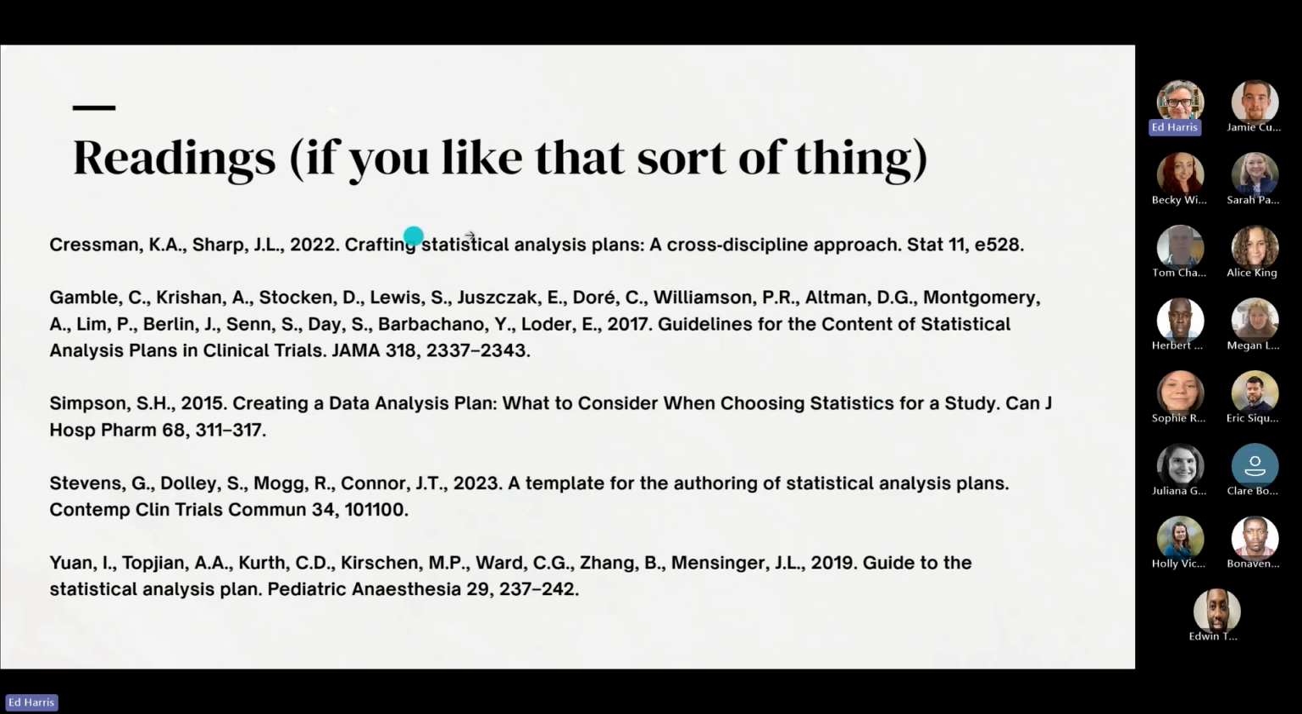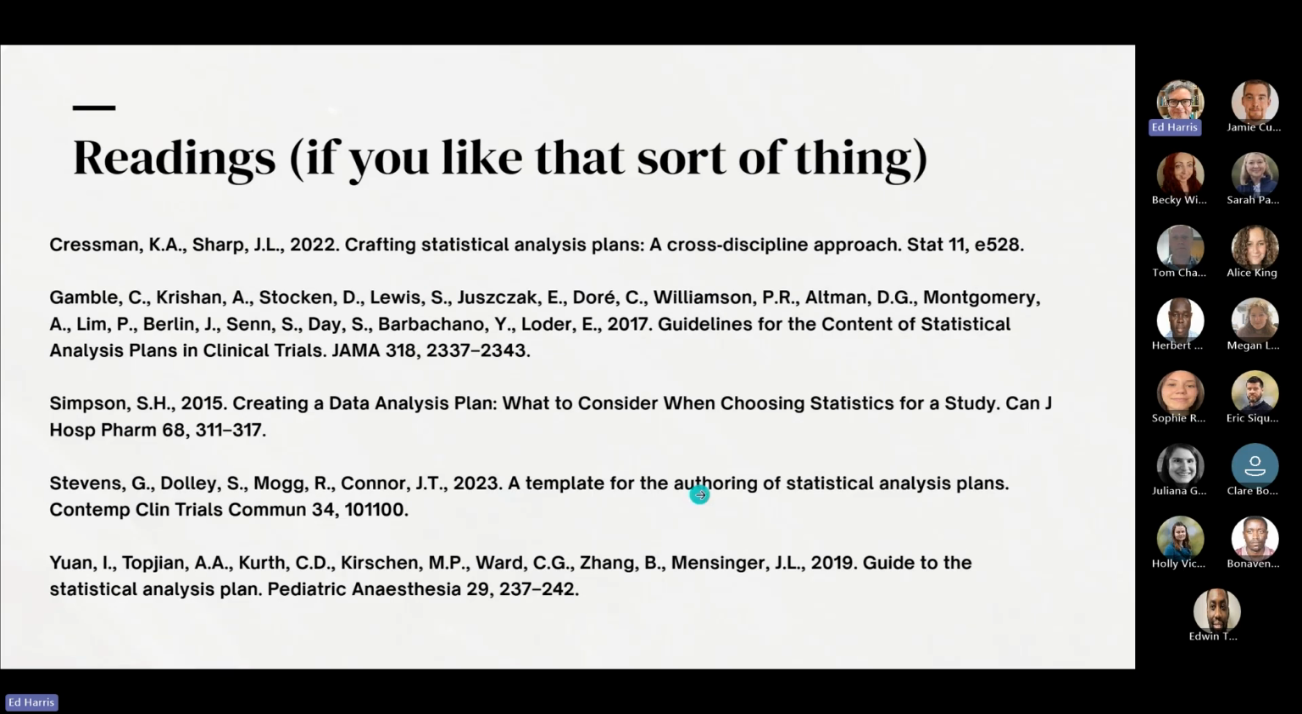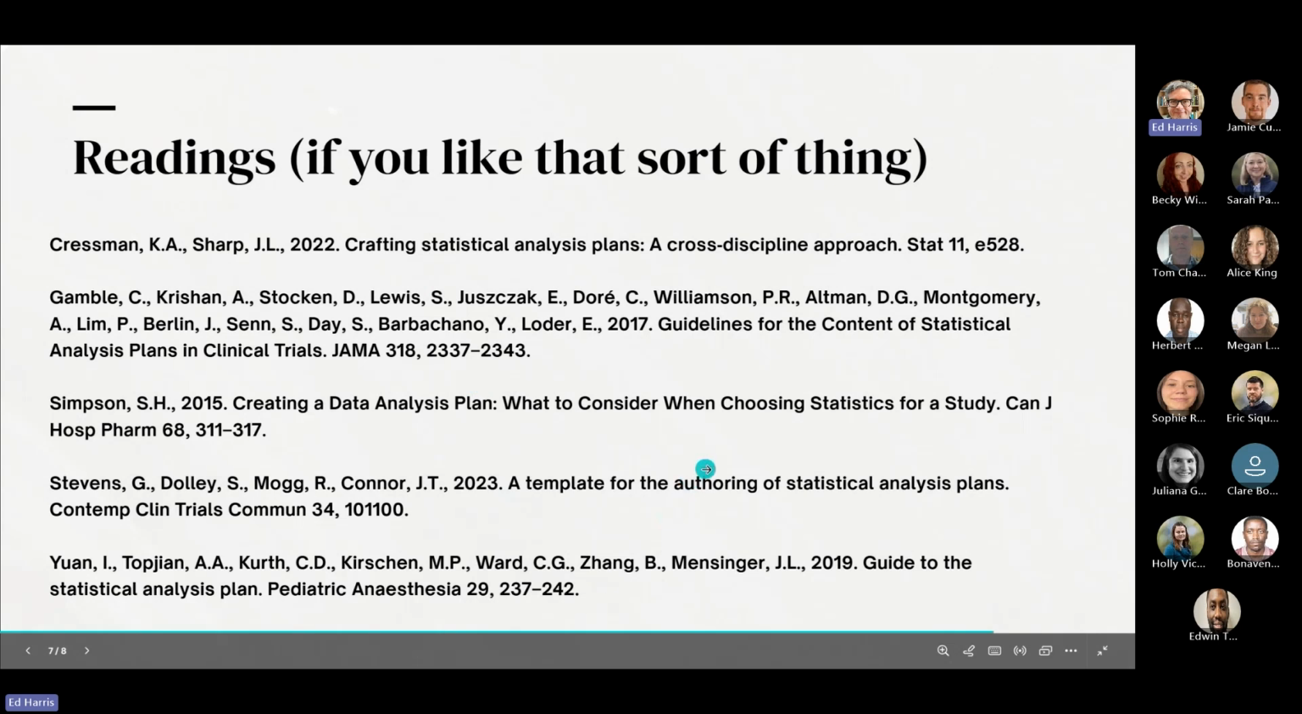Another one is this first one, this Cressman paper, that I think is pretty good. It's in a very small journal, but it has been cited quite a bit. And I just liked this paper when I came across it. Some of these others are focused on statistical analysis plans, and sometimes that means medical biology, but there's still good stuff in here. Anyway, if you like that sort of thing, those are some citations for you.